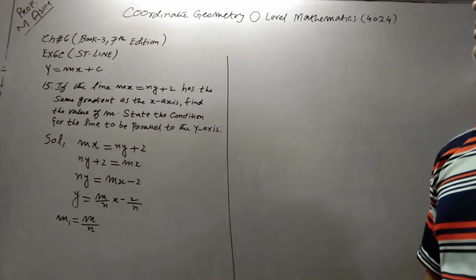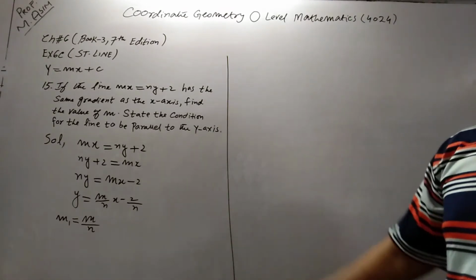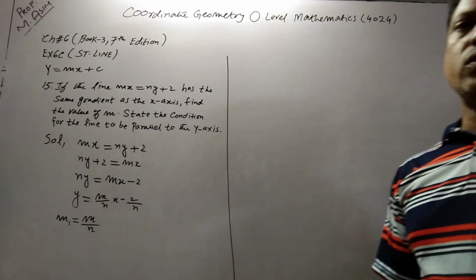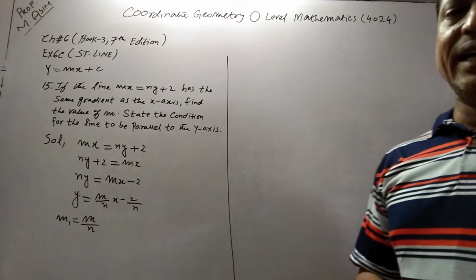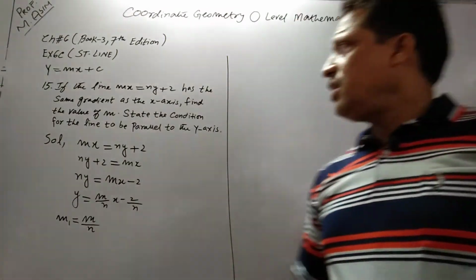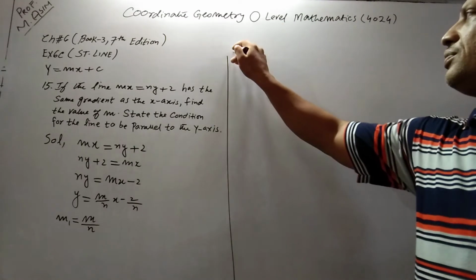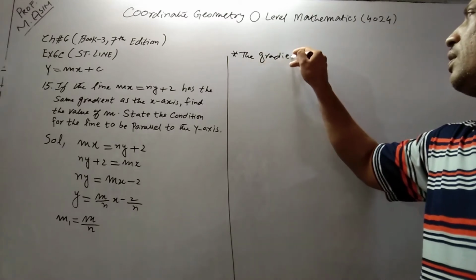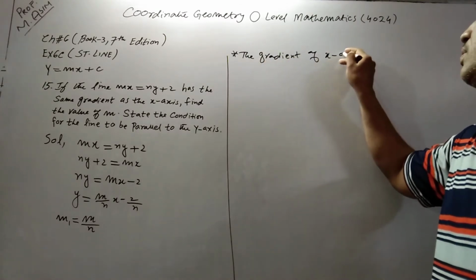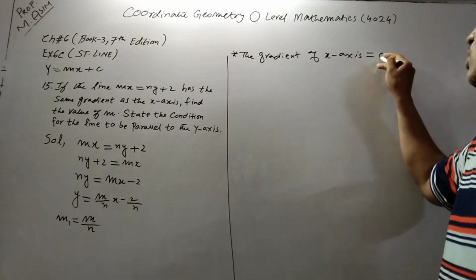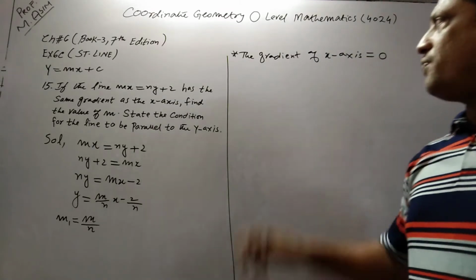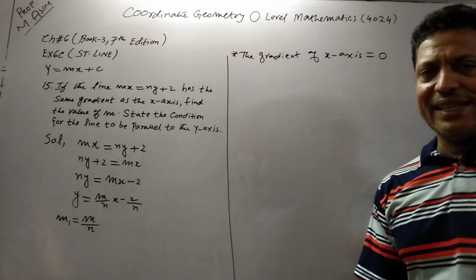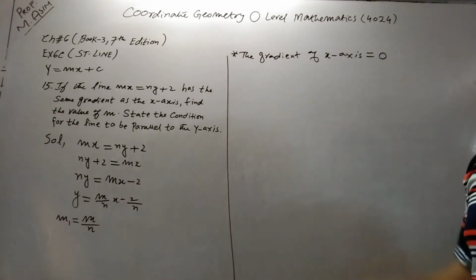The second thing is, look at this line carefully. If the line has the same gradient as the x-axis, first we need to find the gradient of the x-axis. You must know the gradient of the x-axis is always equal to 0. This is a very important note for all those students who never knew the gradient of the x-axis. The gradient of the x-axis is always 0.